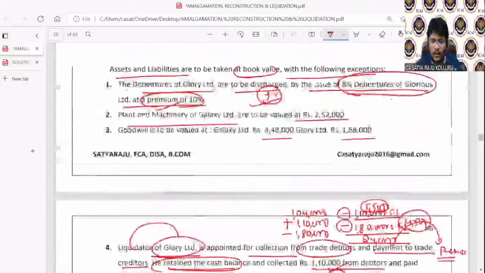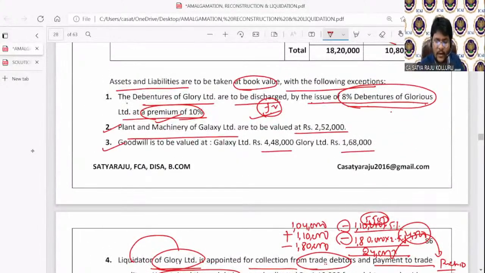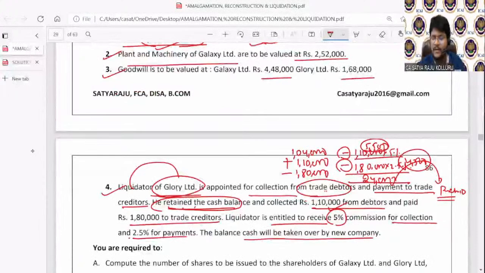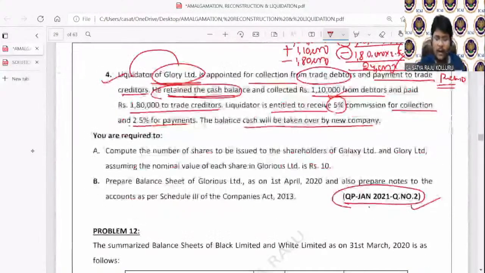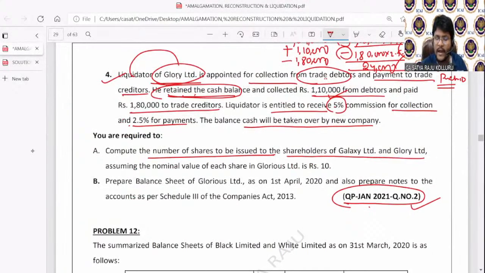Now, if you observe, except plant and machinery, goodwill, this cash balance, and trade debtors and trade receivables, the remaining balances are all taken over at book values. You are required to compute the number of shares to be issued to the shareholders of Galaxy and Glory Limited, assuming the face value of each share in the Glorious Limited is 10 rupees. Simply, it is asking to calculate PC. The number of shares to be issued to the shareholders is nothing but purchase consideration only.